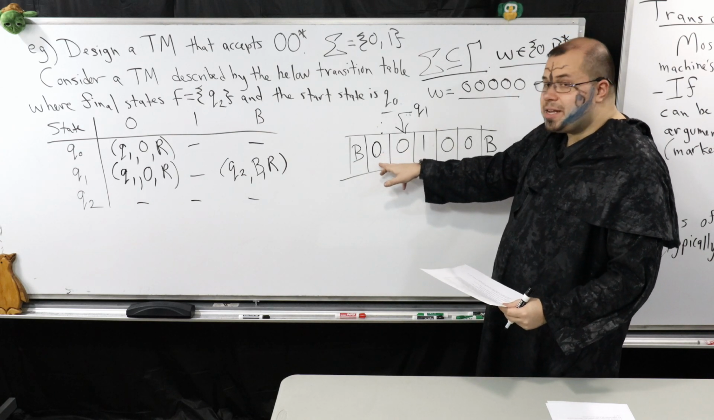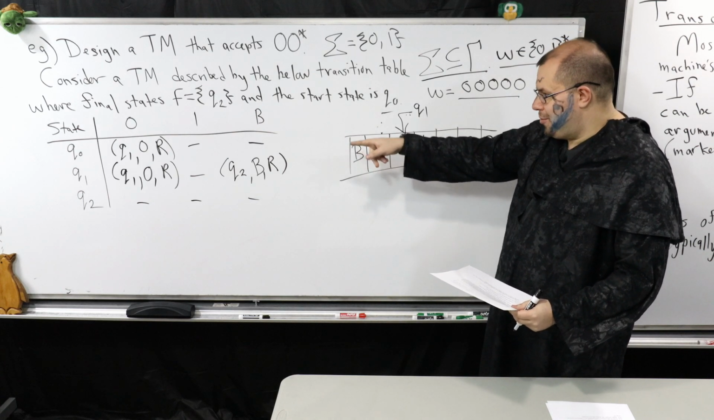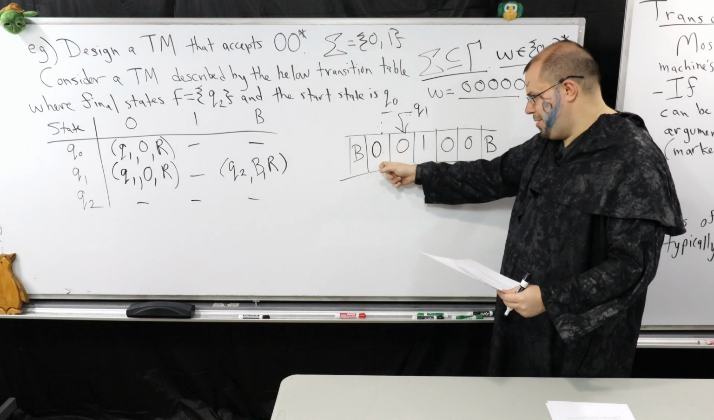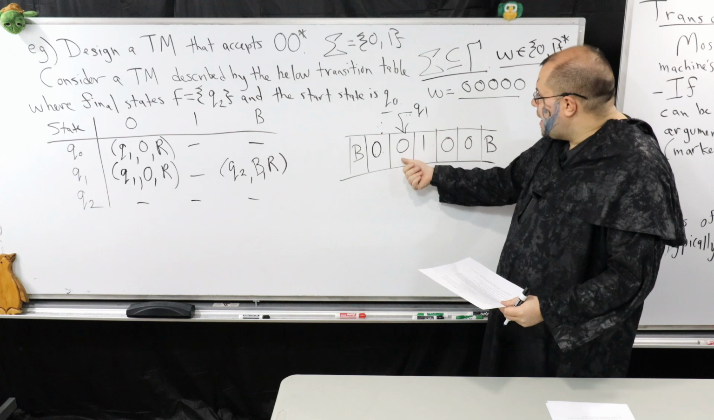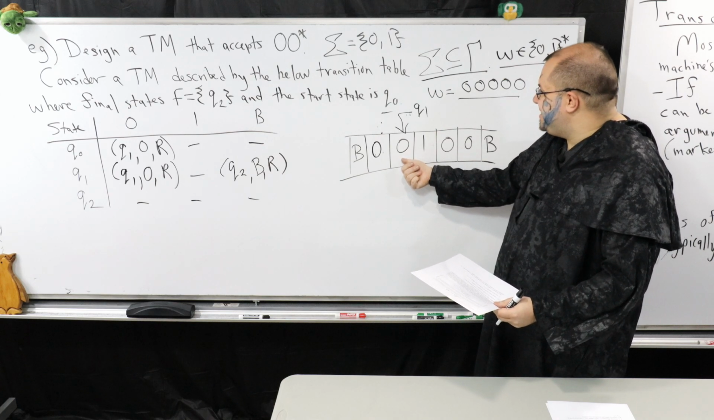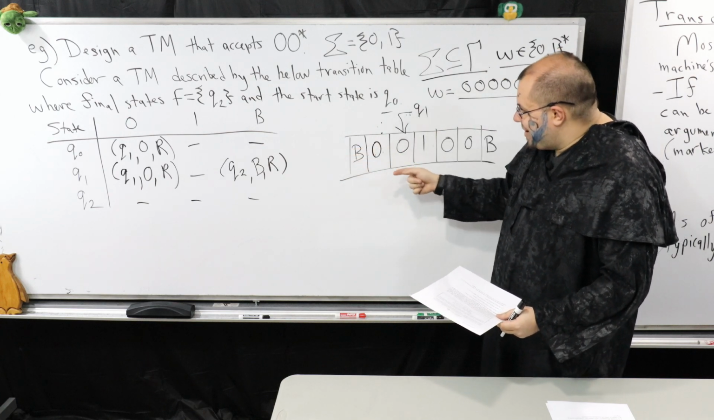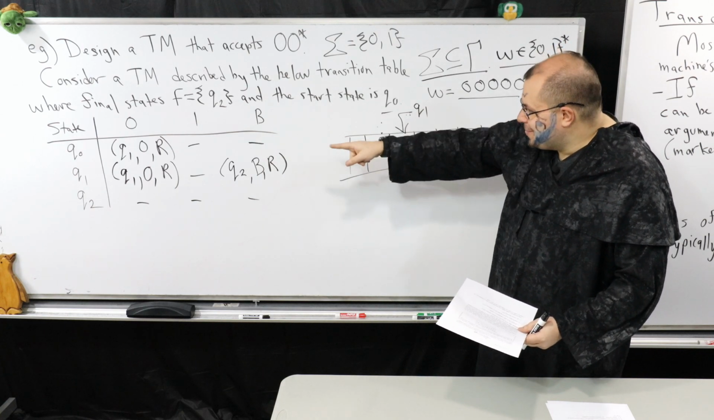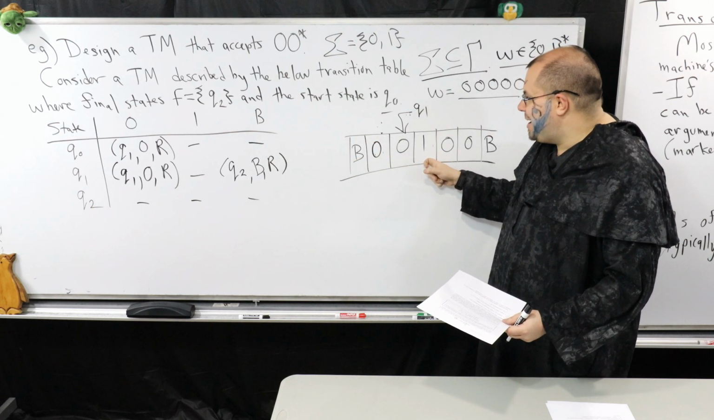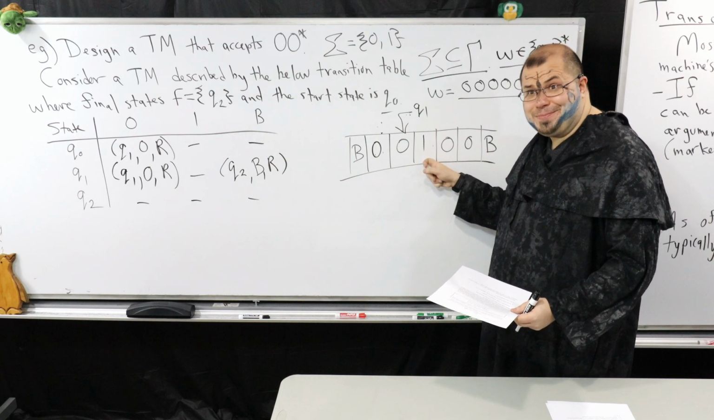Well, I would start in Q0, and then I would move to Q1 because I read a 0. I'd move right, so the head moves right. And then I just simply look: if I see a 0, I move right. Oops, I read a 1. That means I better halt. And since it's not a final state, I reject.